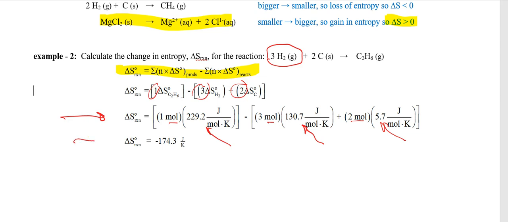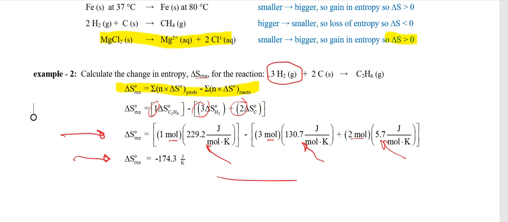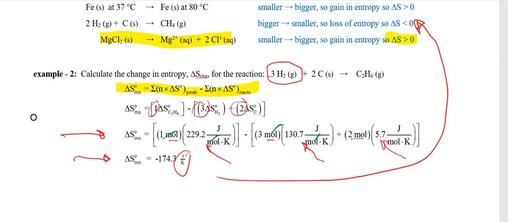Anyway, you do the math here and you end up with a negative entropy. So this reaction would be a loss of entropy, which is what we predicted up here, that we're having a loss. And so everything makes sense. If you look at the units, they're going to be joules per Kelvin because those moles all canceled out above, because mole canceled mole, mole canceled mole, mole canceled mole.